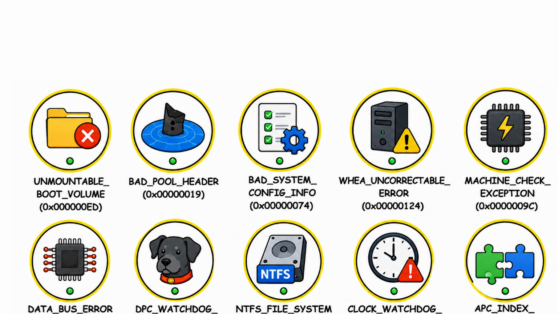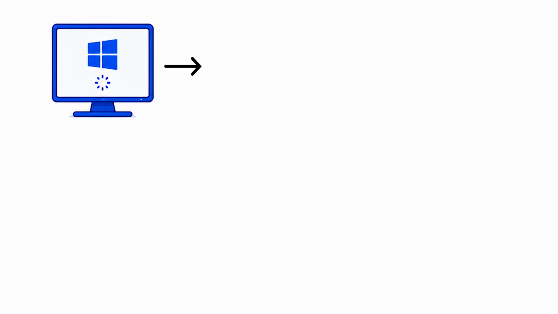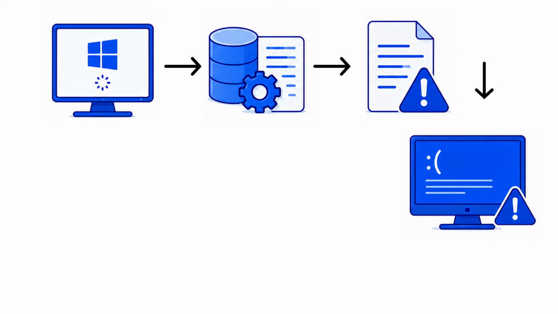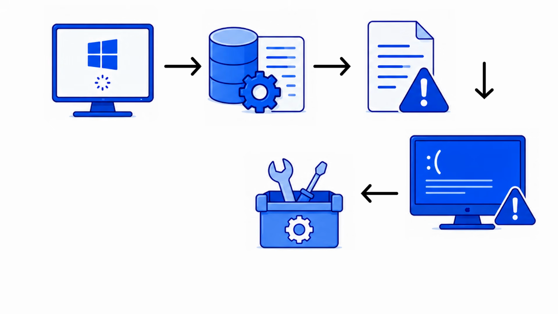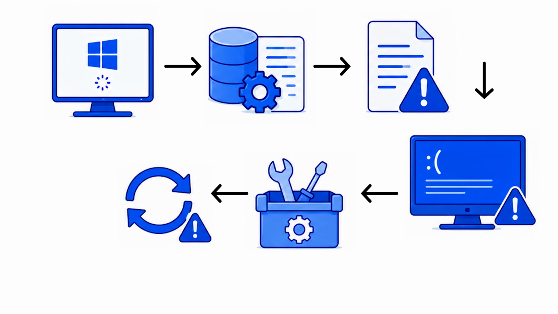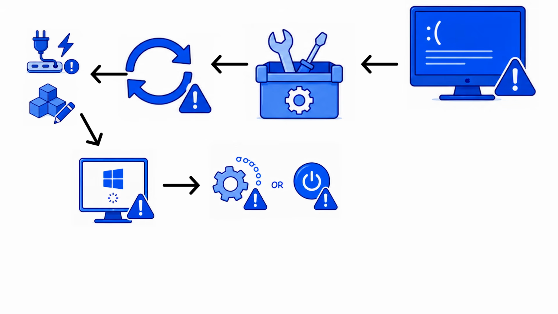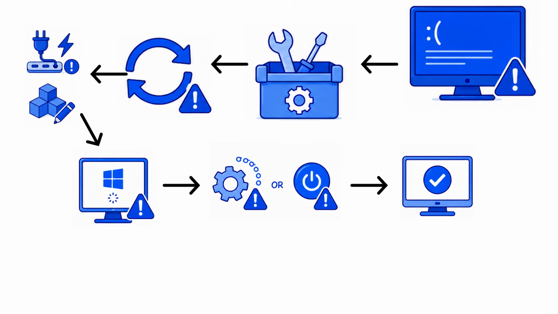Bad system config info. Windows keeps a registry and boot configuration database that tells it how to start up and how the system is set up. This error means that data got corrupted or went missing, usually tracing back to a Windows update that got interrupted, a sudden power loss during a system change, or someone manually editing the registry and getting a little too confident. The tell: if it followed an interrupted update or a forced shutdown, you've already found your cause.